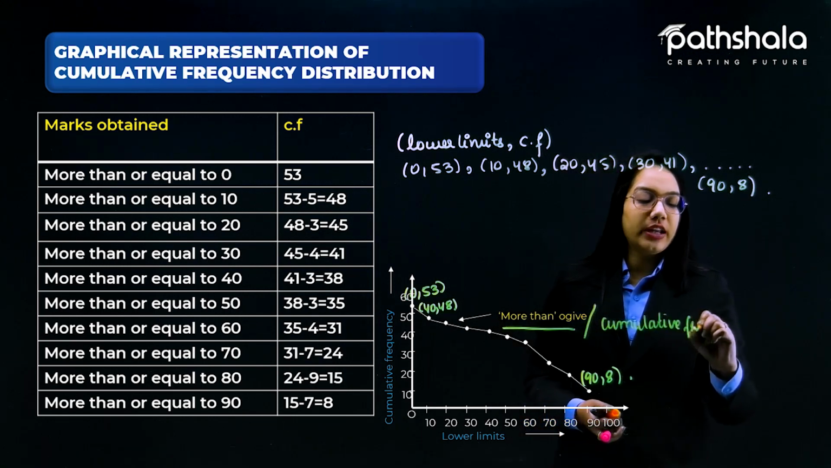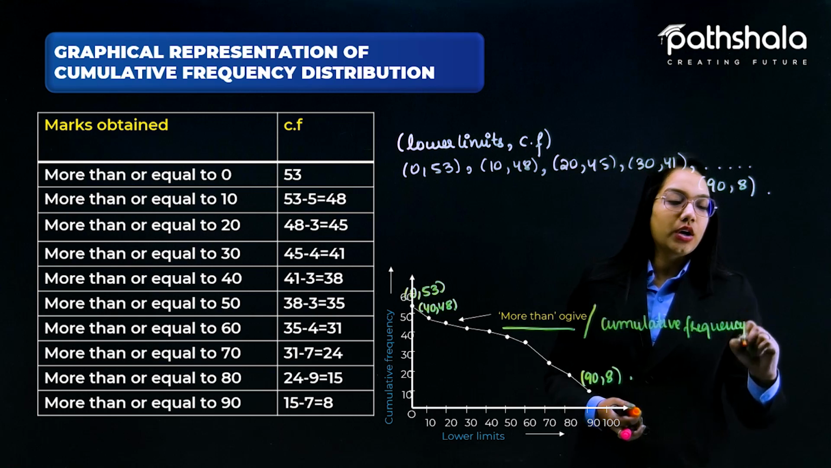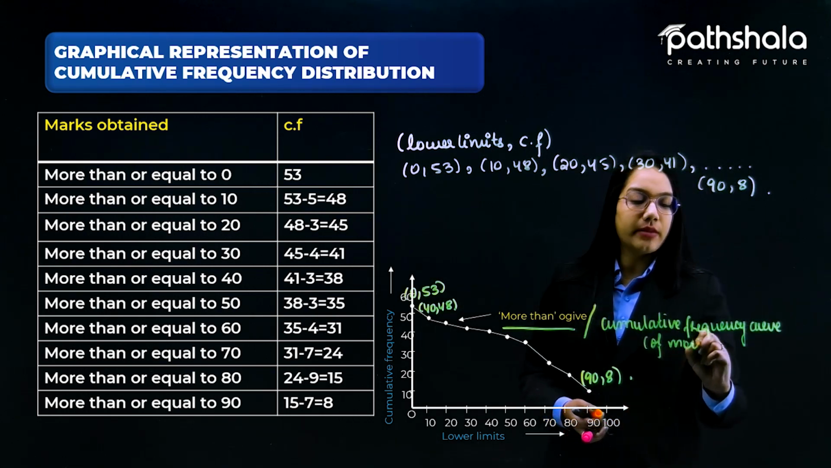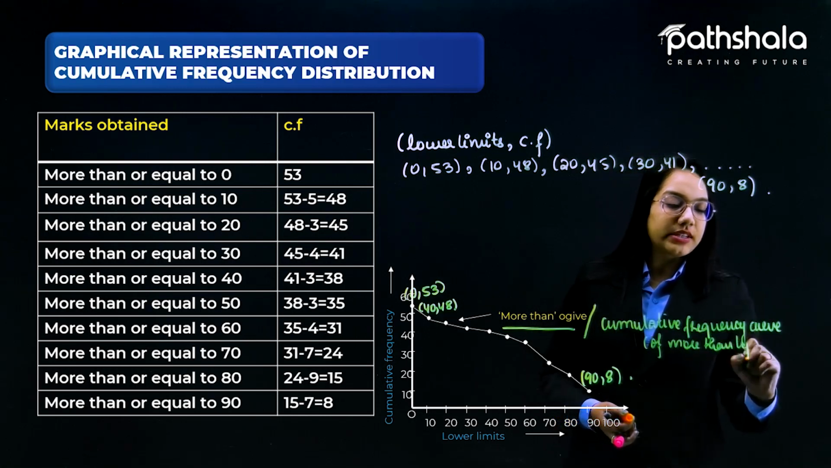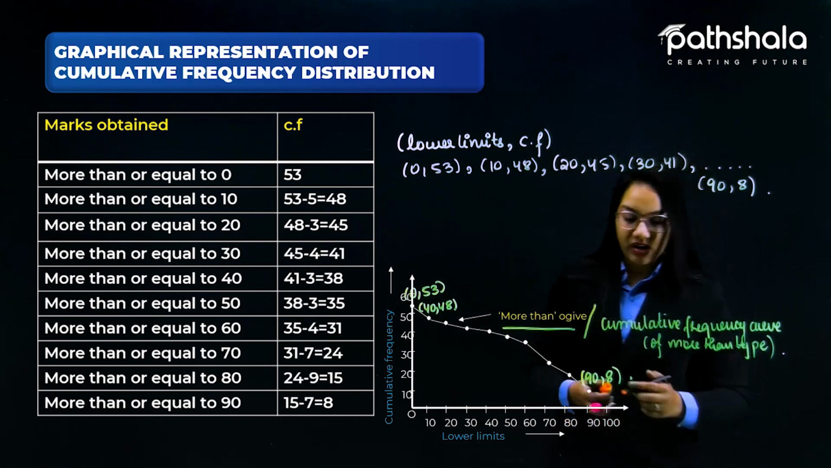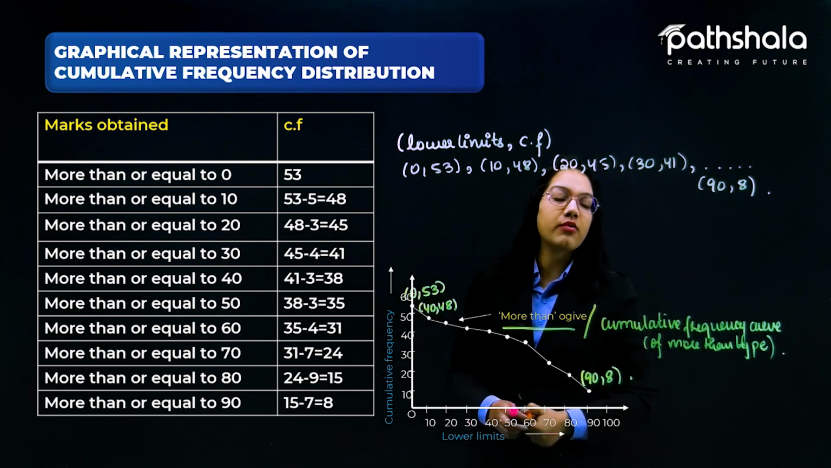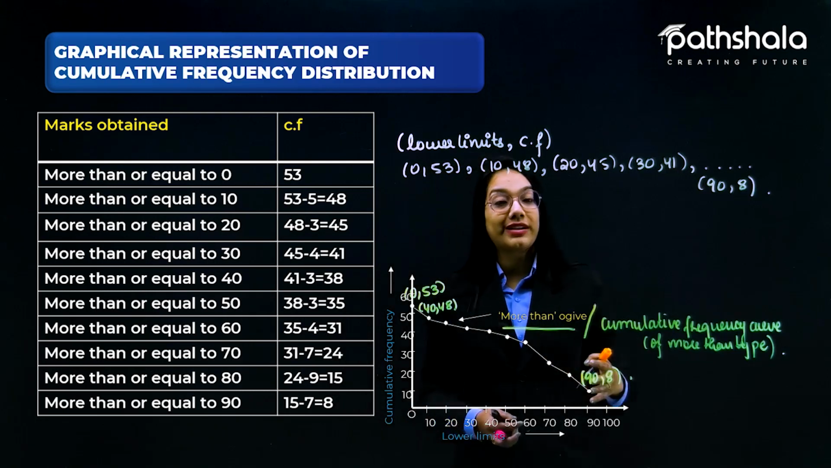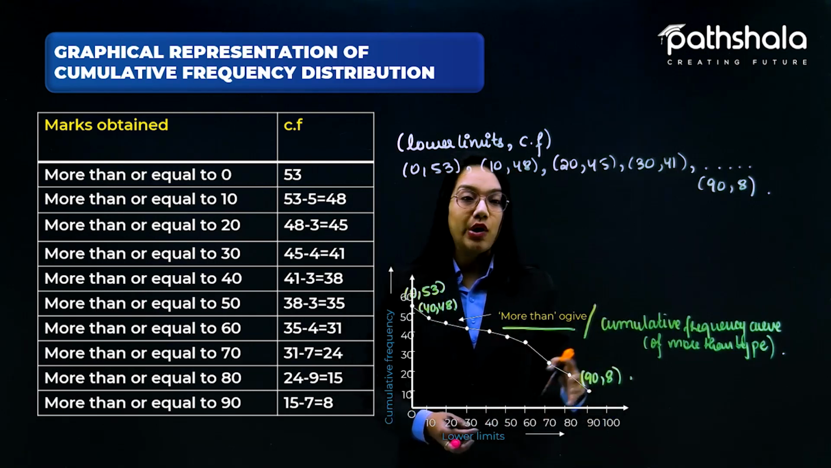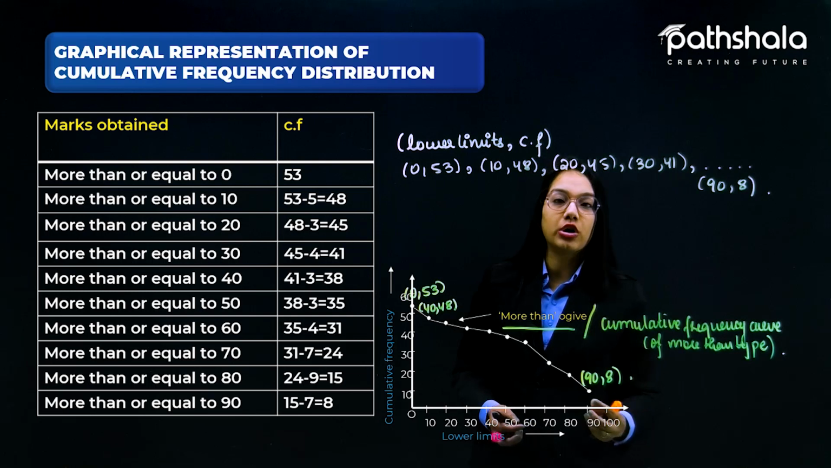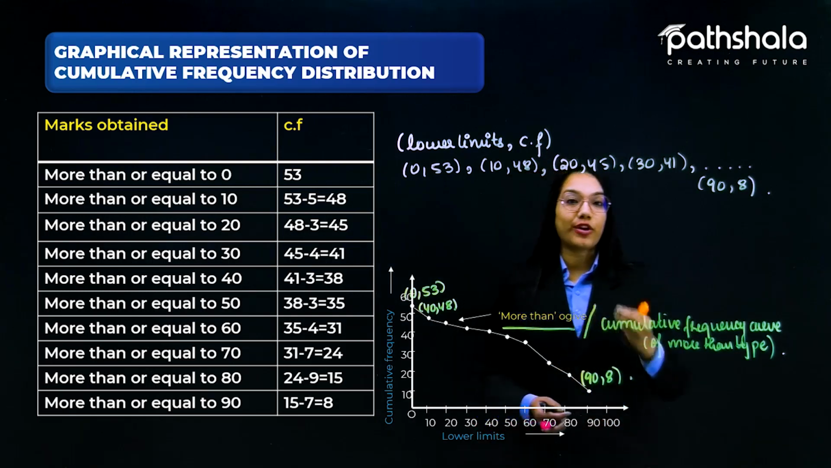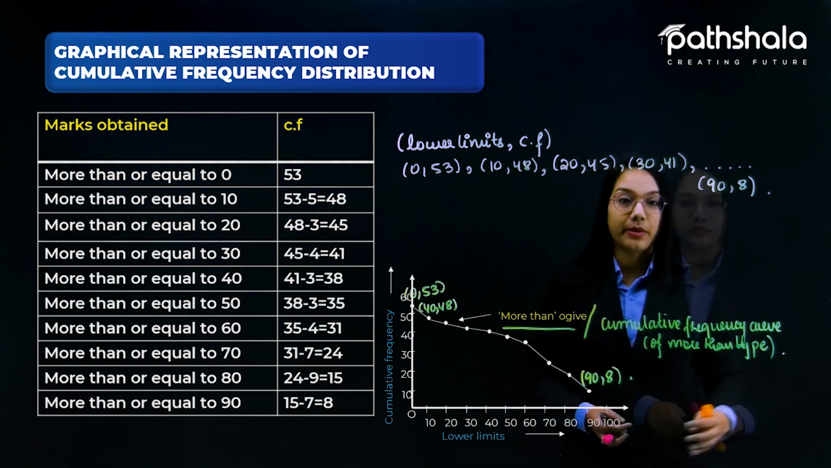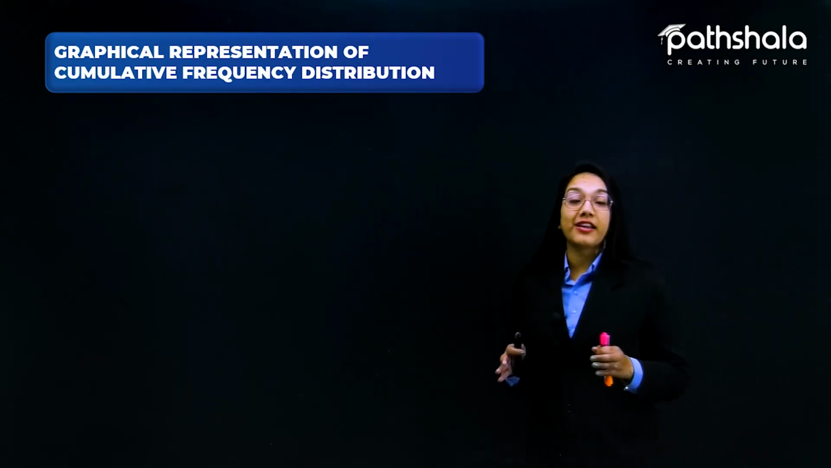Cumulative frequency curve of more than type. This is called a cumulative frequency curve of more than type, and we can also call it a more than ogive. So this is all about the representation of cumulative frequency distribution when we have a special case of more than type. Now let's talk about finding out the median.